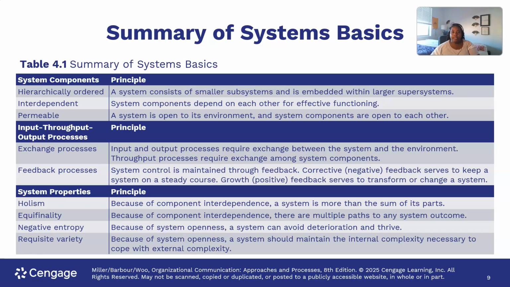But super closed systems are at risk of failing because they are closed. They're not necessarily knowledgeable about the outside world and those outside forces and information that can impact the organization. And then requisite variety. Because of systems openness, a system should maintain the internal complexity necessary to cope with external complexity. So depending on size, but not just size, we also talked about technological advances. Early in the semester, we talked about politics and how it can impact the organization. So all these factors, the organization has to be complex to meet the demands of the outside as well.